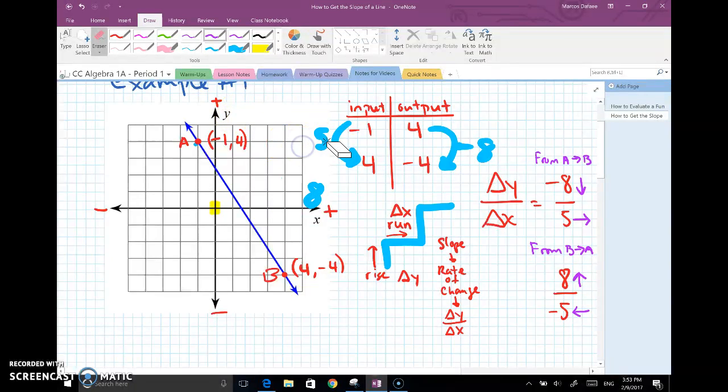Now, by counting squares, it's simple, but sometimes you won't have a graph to look at, in which case there has to be another way to get the slope. And in my next video, I will show you how to do it.